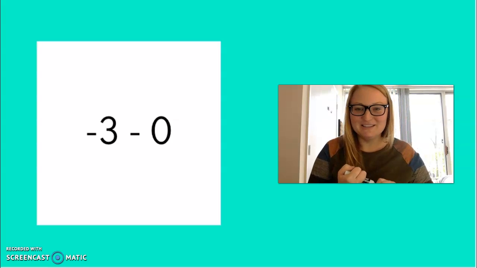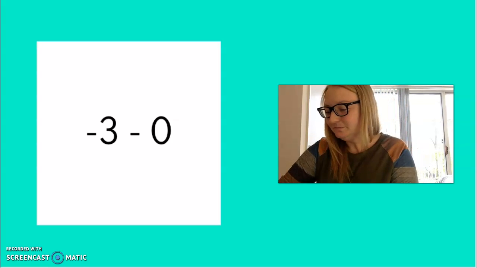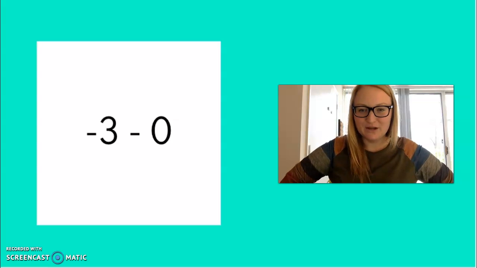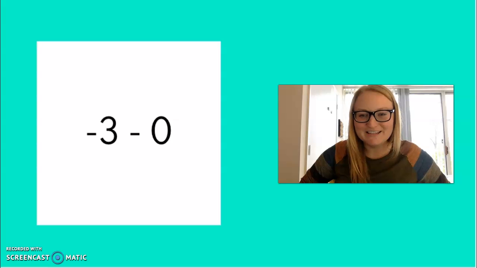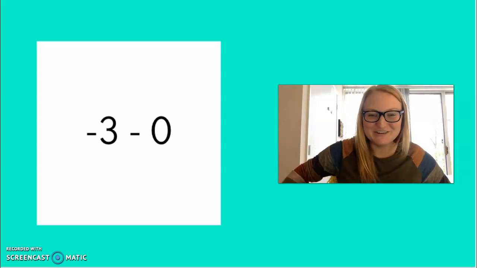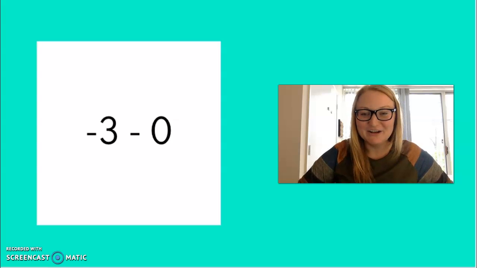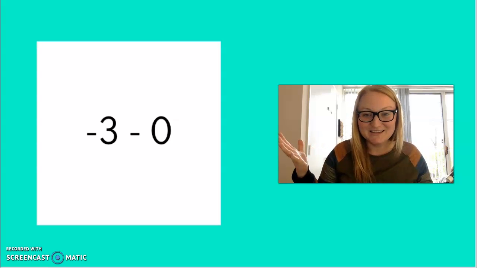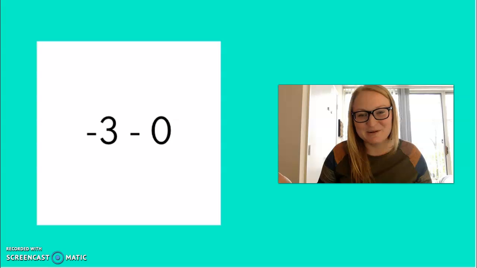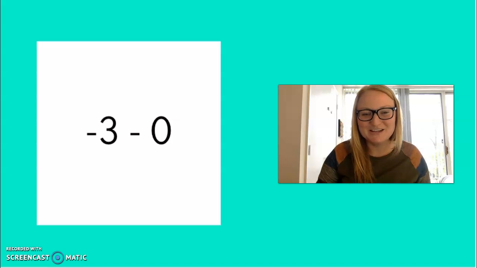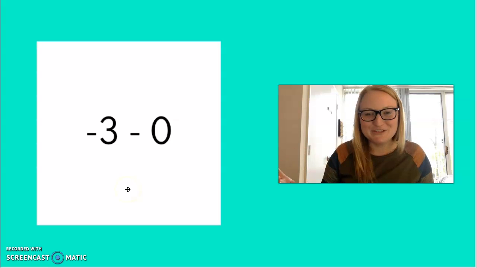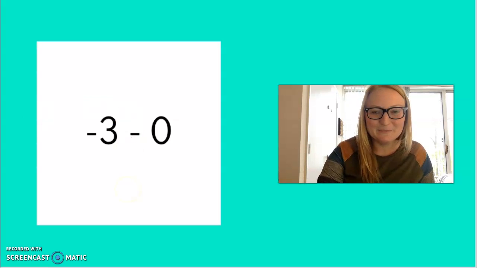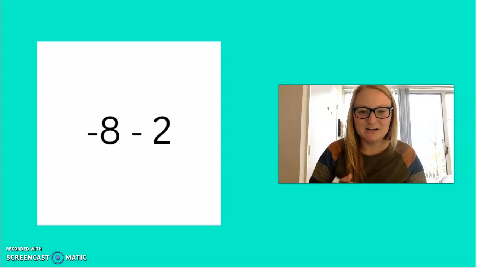Negative 3 minus 0. Now, if you want to go write that as an addition problem, I'm going to pause you there. Don't let your common sense and your logical reasoning of math go out the window with integers. Anything minus 0 is always itself. That's our identity property of addition and subtraction. So here we have negative 3. If we take away nothing from negative 3, we're just going to have negative 3.